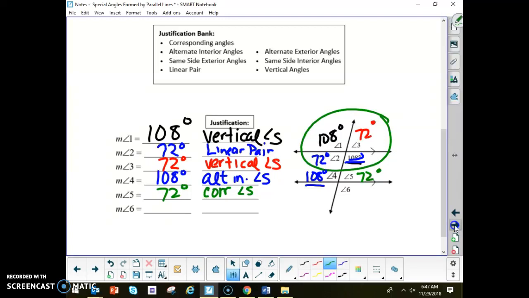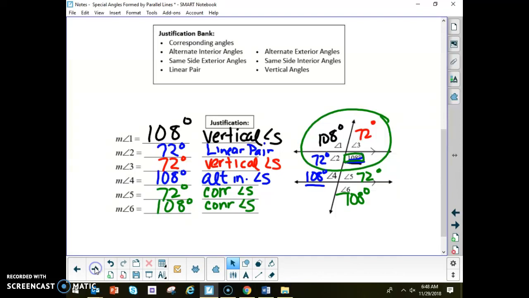Angle 6 is congruent to angle 4. Can you guess why? Lots of reasons. Angle 6 and this angle are corresponding angles. Angle 6 and angle 4 are vertical angles. Angle 6 and angle 5 are supplementary angles. So angle 6 is 108 degrees, and I can choose any one of these. And I'll just say that they're also corresponding angles. All right, so gee, that's easy.